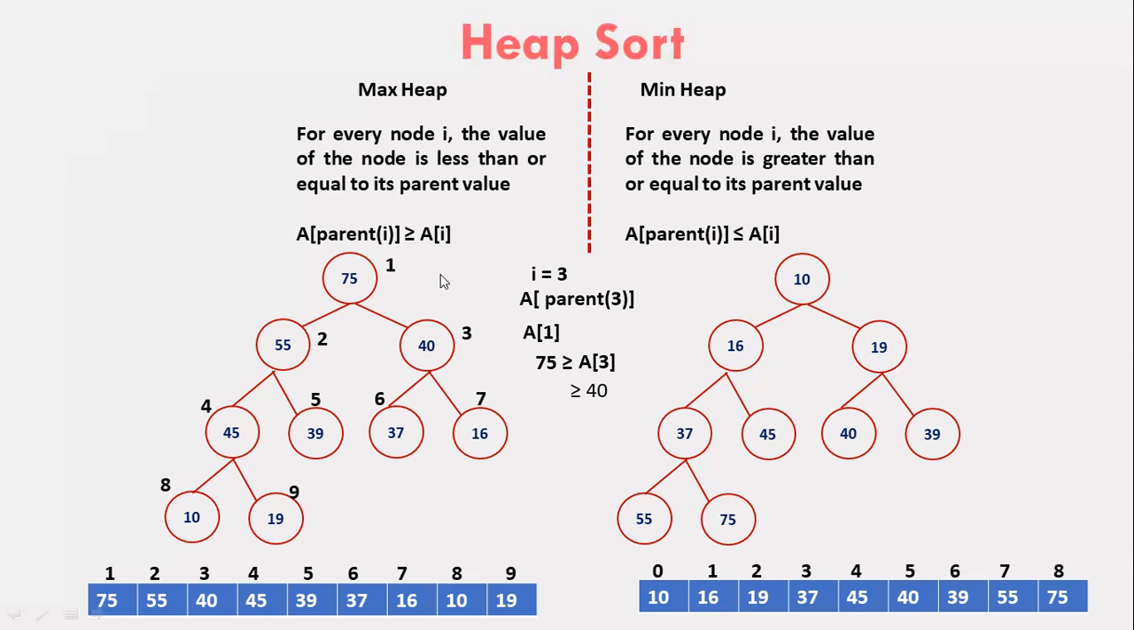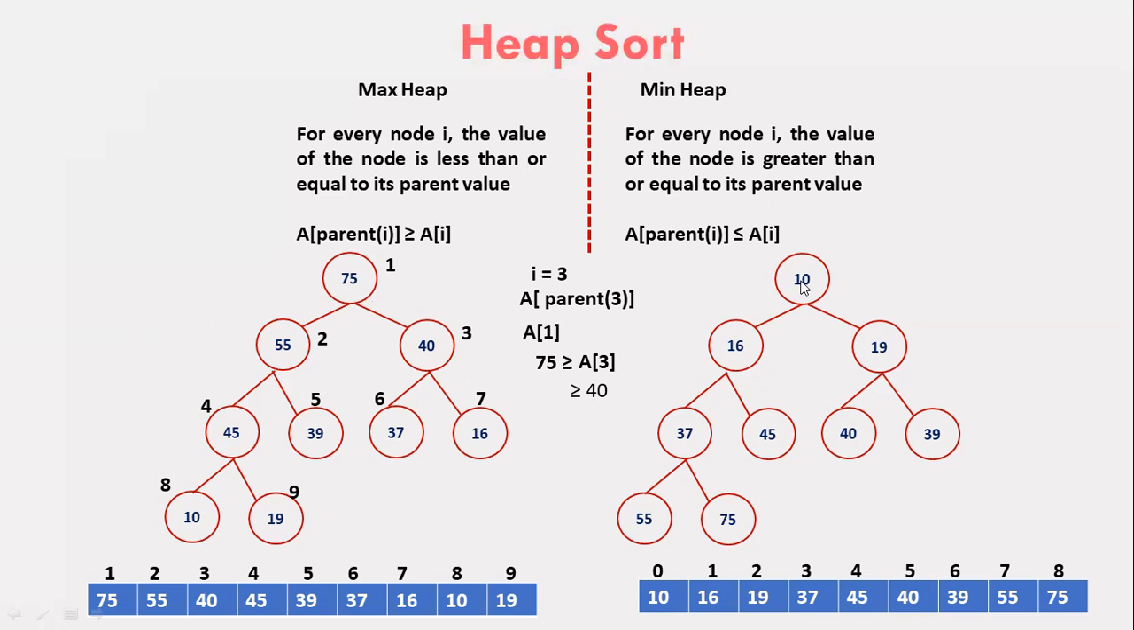In max heap, the root node will have the largest value of all the nodes in the tree. If you notice, in this particular tree, 75 is the largest of all the nodes. Similarly, in this other tree, 55 is the largest. So in max heap, the root node holds the largest value in the tree. Here, 75 is the biggest element in this array, and that's why 75 is acting as the root node.